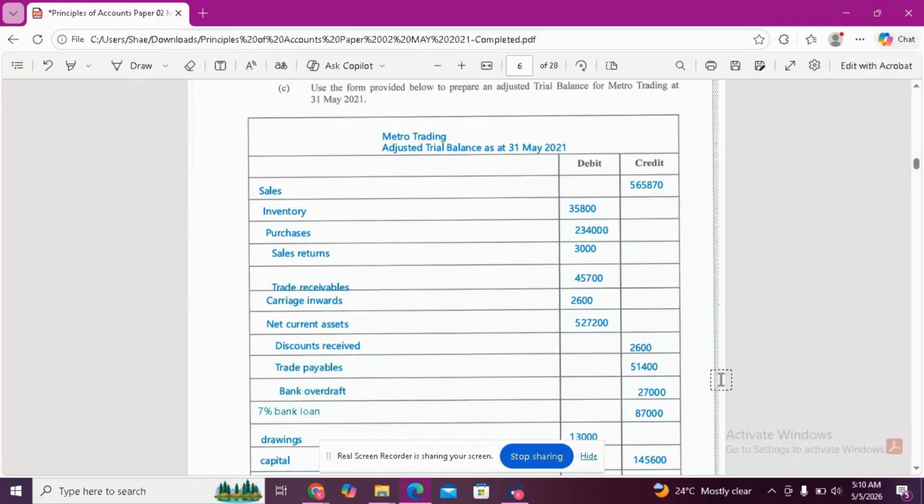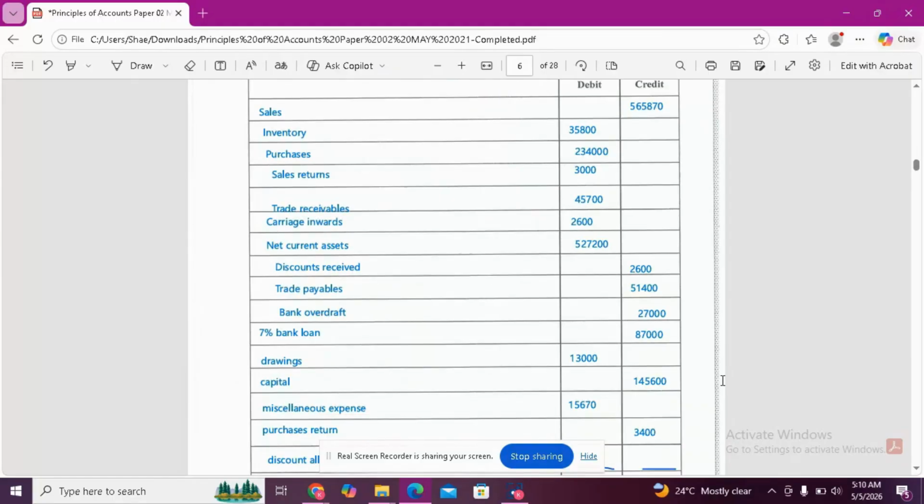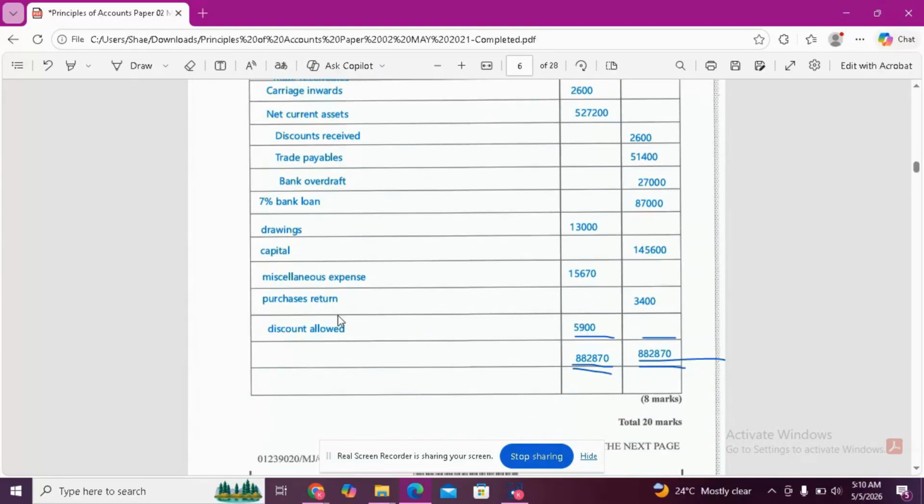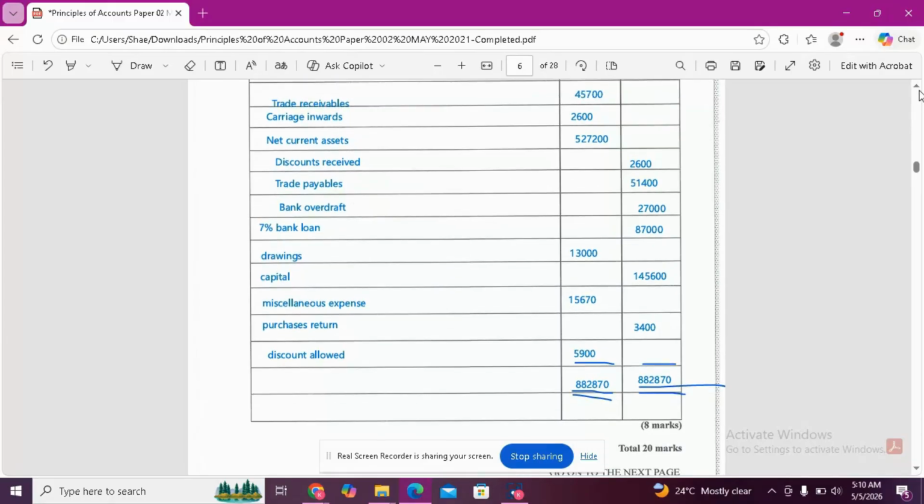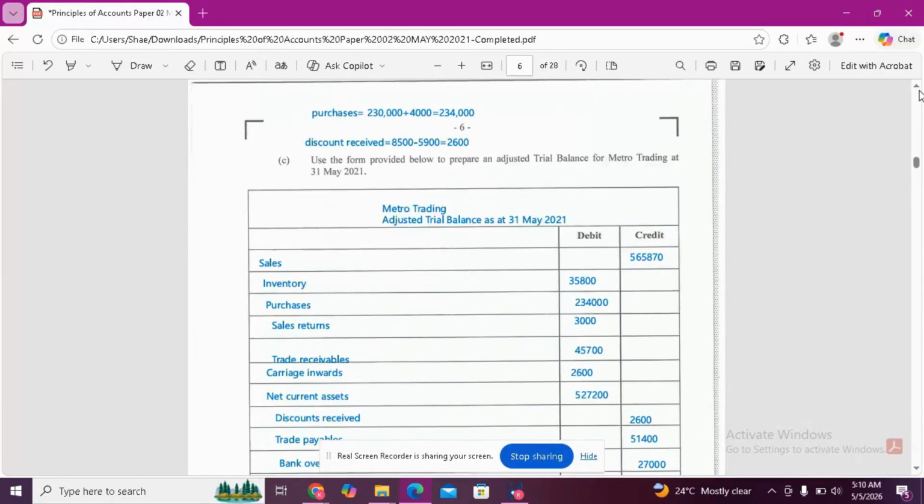Drawings is treated like an expense, and it usually carries a debit balance. Even though you're crediting your profit and loss account, it's treated as an expense. Capital, credit. Miscellaneous expense, debit. Purchases returns, credit, and discount allowed, debit. Now that is just me going through what you normally do to these items.